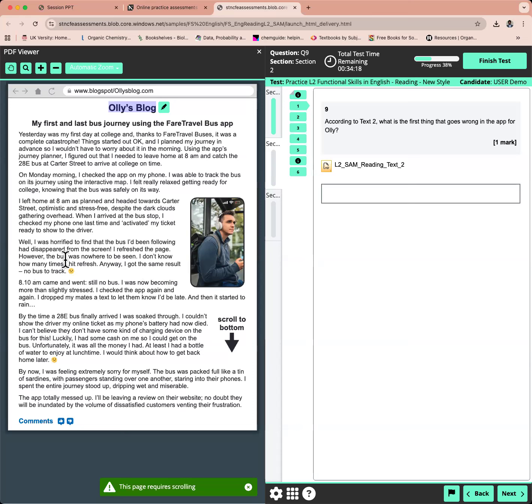So what this means is, this is one way of looking at it. The other is, if I go by reading another paragraph, it says, by the time bus 2080 finally arrived, I was soaked through, and so on. That means it was raining. So again, I need to go through and read where the app has actually messed up.